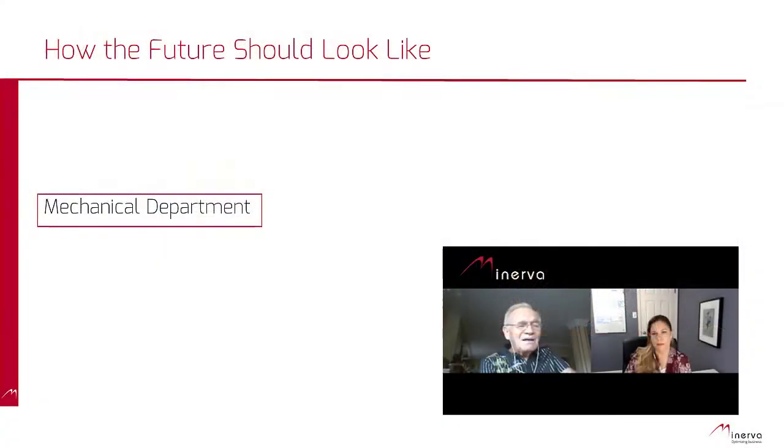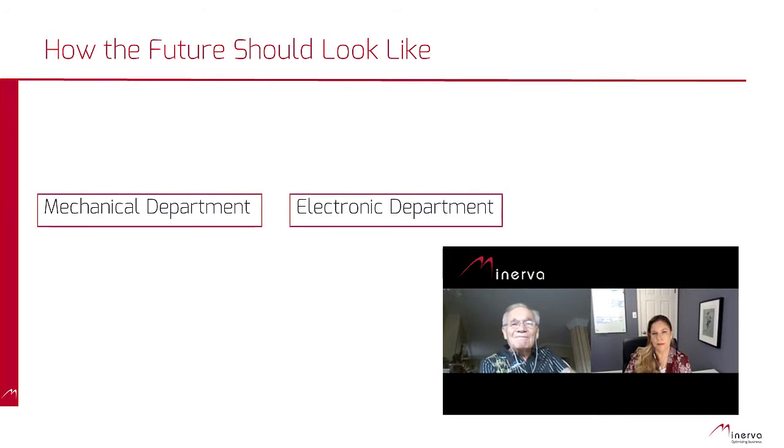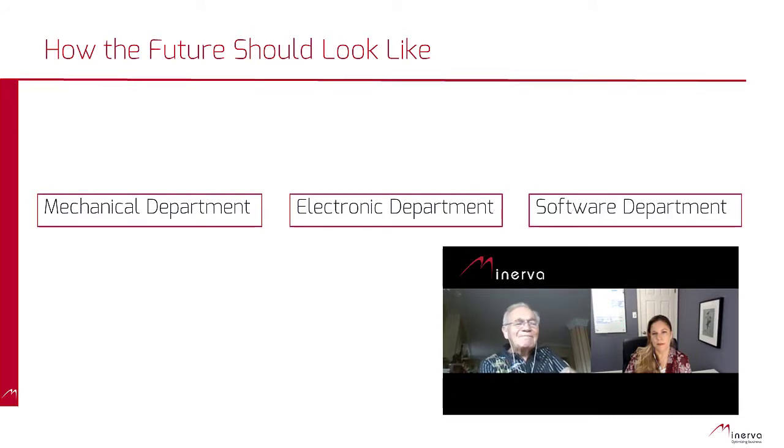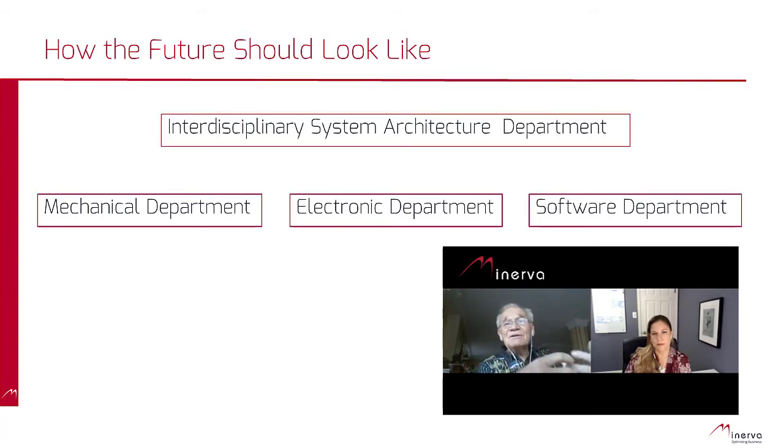I'm missing it in the education, and even in the companies. We have a mechanical department, electronic department, software department. We need more systems thinking, and we have to define a department which is responsible for the interdisciplinary system architecture. I think that is very, very important.